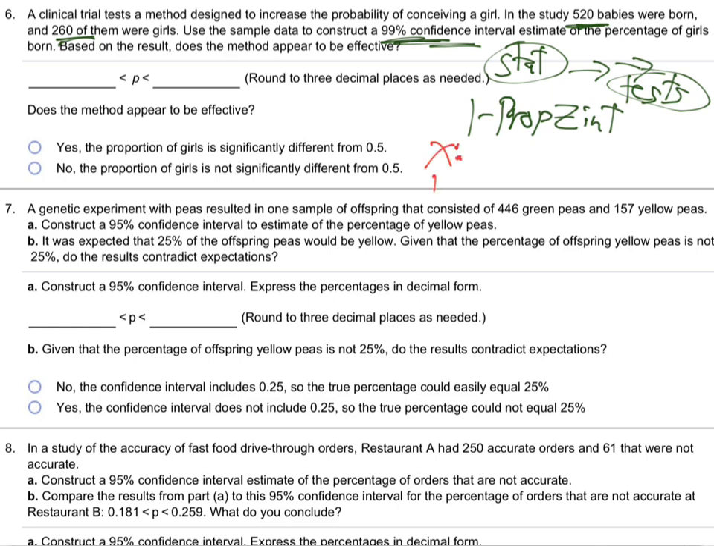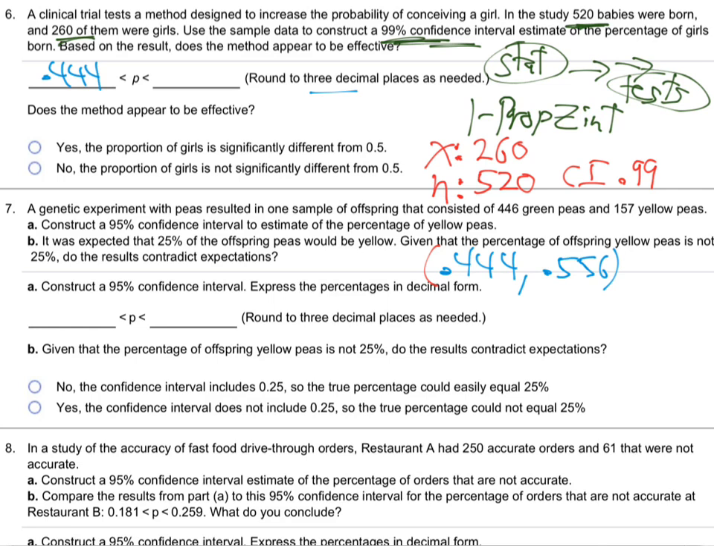What's X in this case? 260, the girls that were born. What's n? 520, the couples that had babies. They want 99, so put 0.99 in for the confidence level. Calculate. I'm getting 0.44. How many places do they want? Three places. 443? No, 444. I'm having a rounding problem. 444, 556.